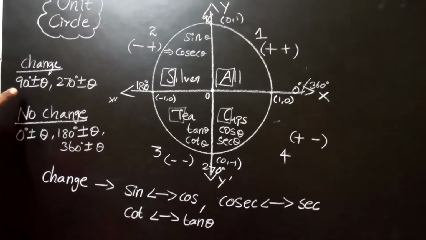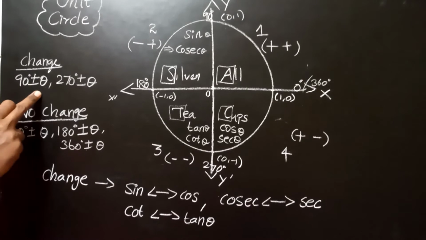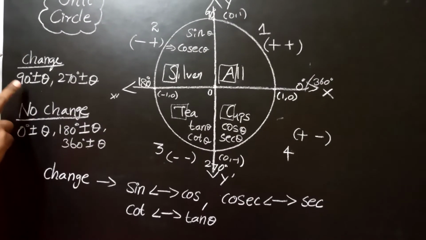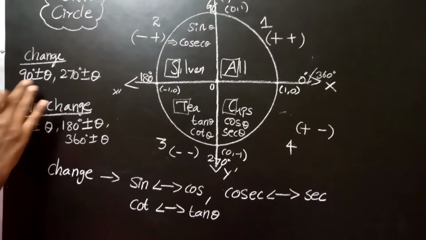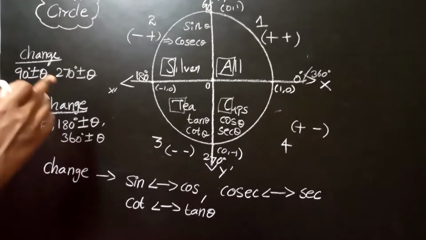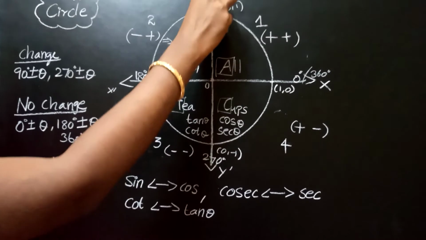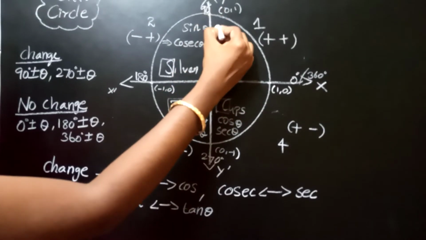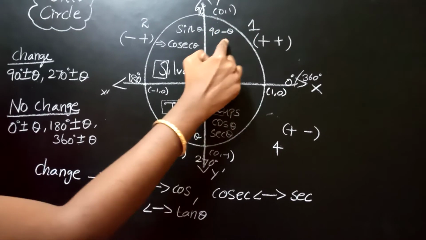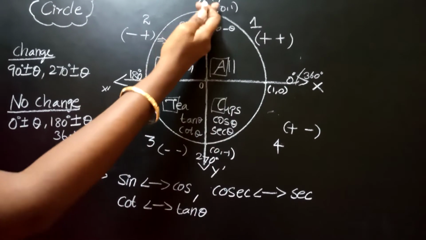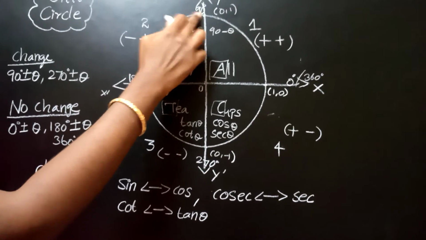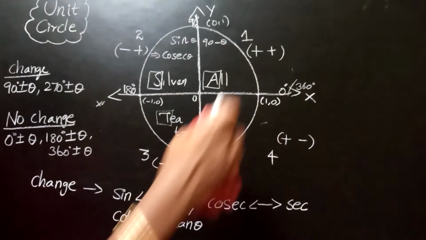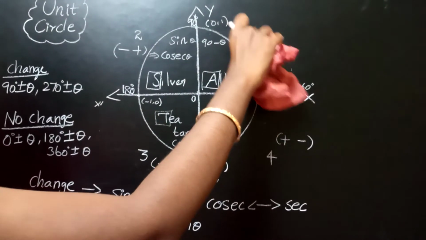That means whenever you are getting 90 plus or minus theta, 270 plus or minus theta, there is a change in this value. Suppose 90 degree, 90 plus or minus theta, you may ask me what is it. Children listen, this is the first quadrant, this is my 90 degree. When we are subtracting something from 90 degree, that will come to the first quadrant. If you are adding something to the 90 degree, that will come to the second quadrant. So let me write here what will come under the first quadrant and second quadrant, then you will get a better idea.